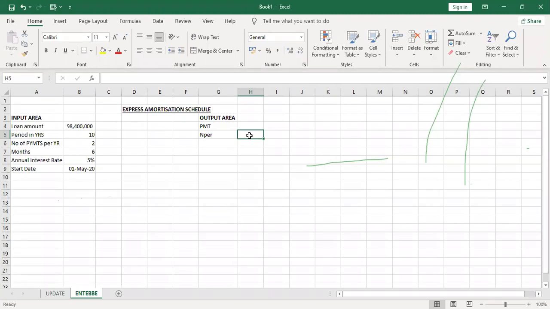Yes, we can proceed. Now, we have typed the word NPA in cell G5, okay? Then click in H5 and we put the value. What is NPA? NPA is the total number of payments you are going to make. I have to pay the loan in 10 years, but each year I'm making two payments altogether. So what will be the total number of payments I'm going to make during the entire loan period?